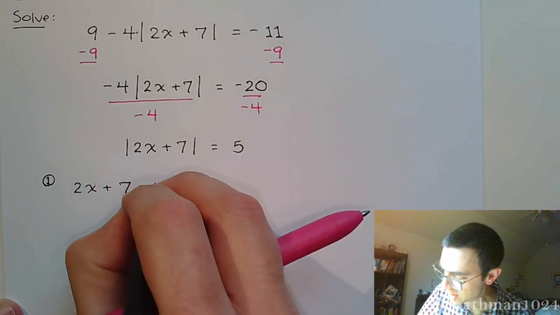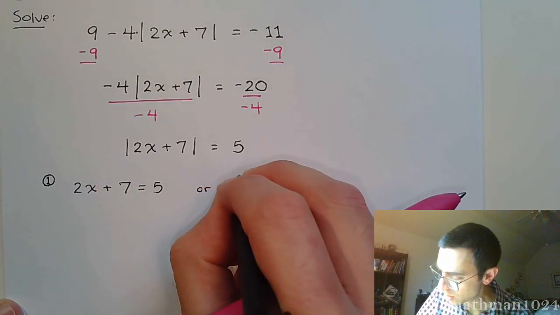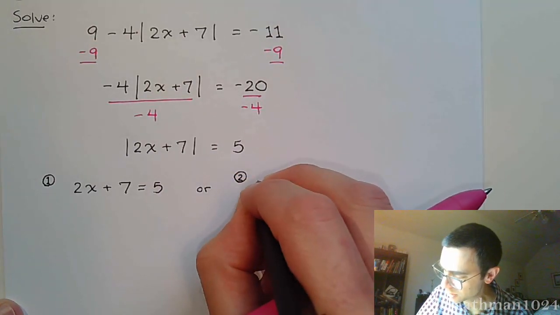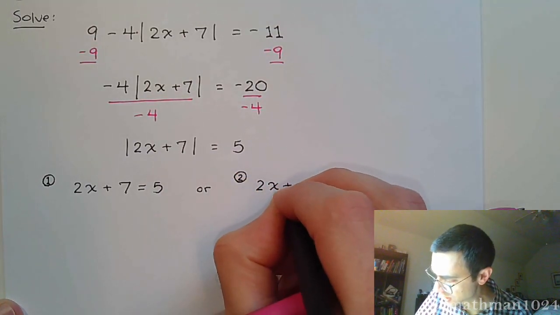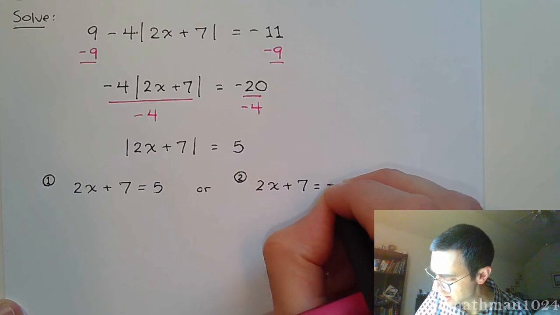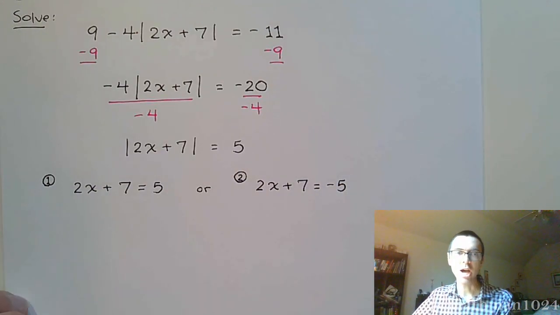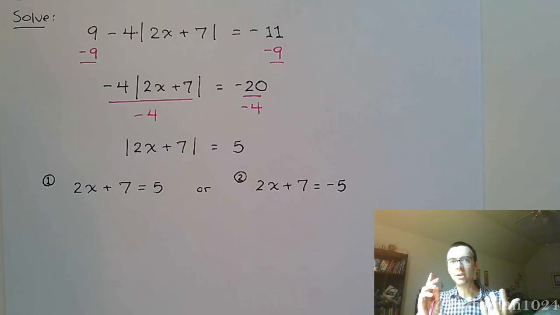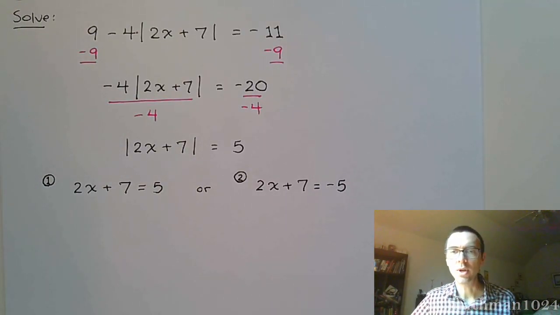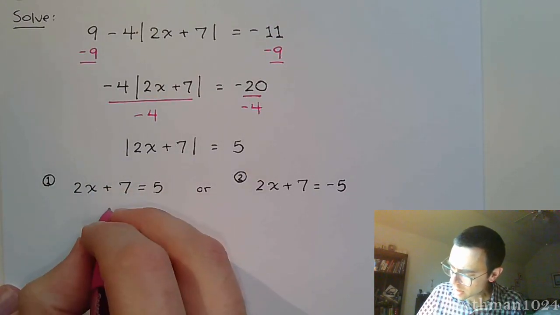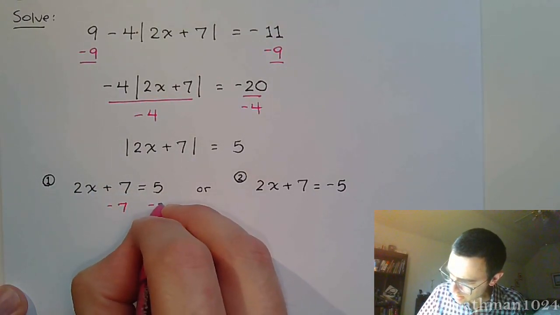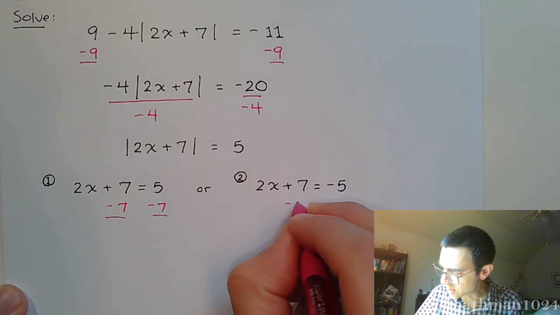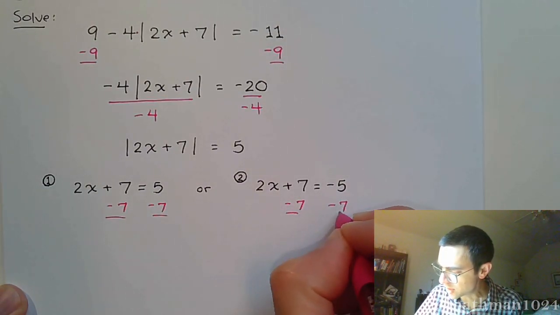So we have 2x plus 7 equals 5, or the other possibility that we can have is that the expression inside is equal to the opposite, negative 5. So you go from this absolute value equation into two linear equations that we can hopefully quite easily solve. Right? So subtract 7, that's the first step for each of these.